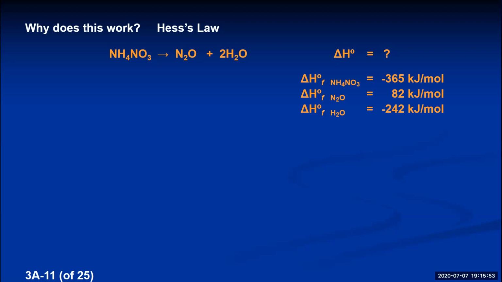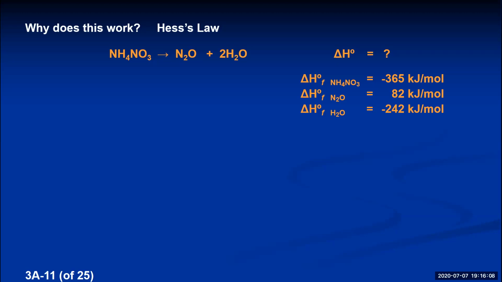And what we just saw in our last example is I would just have to go products minus reactants, making sure I multiplied the water by 2, and that would give me the correct answer. So why does that happen? Well, to see how it actually works, we're going to write out each of these formation reactions.